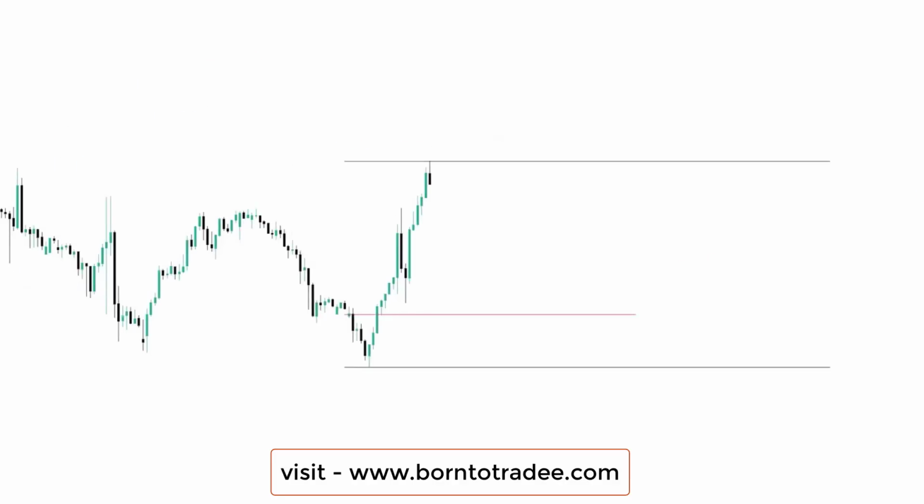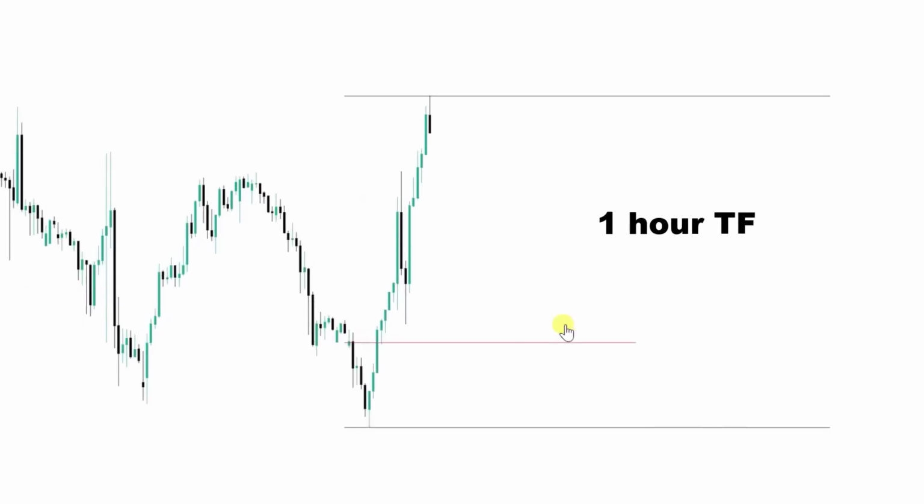So this is the 1 hour time frame right now. And what can you clearly see on the 1 hour time frame? On the 1 hour time frame, you can see here is the low of the range, and this is the high of the range right now. Now, secondly, what are you going to notice? You're going to notice that the red line right here is actually the opening price of the range.